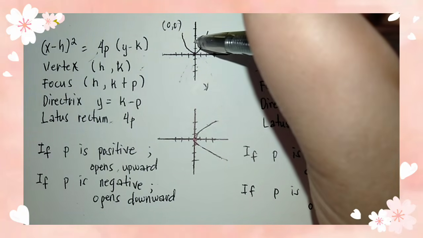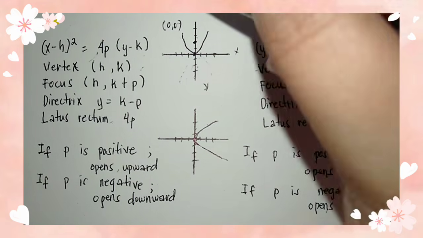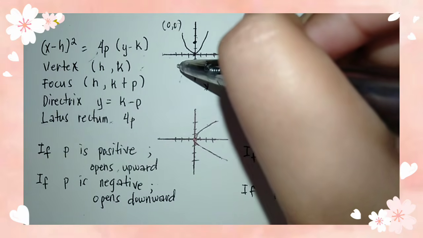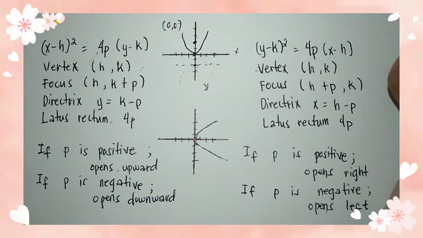Meaning to say, nandito siya, no? Si focus natin. Okay. While si directrix naman, sabi di ba kanina, si directrix daw is a fixed straight line. So, si directrix, makikita nyo siya sa likod ni vertex. So, dito, yung pinaka-point niya. And, of course, meron dyang line, which is the directrix.